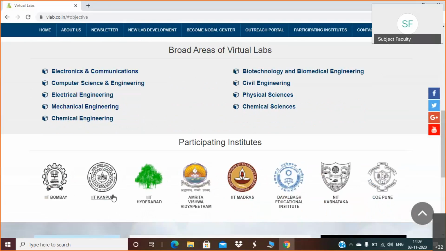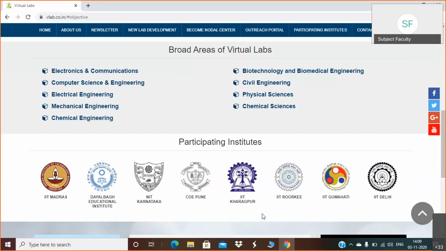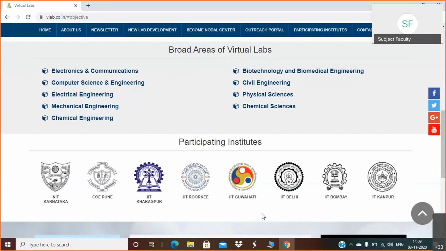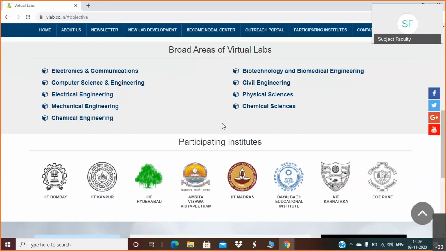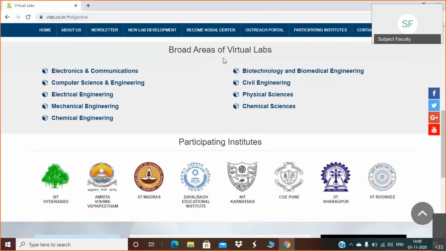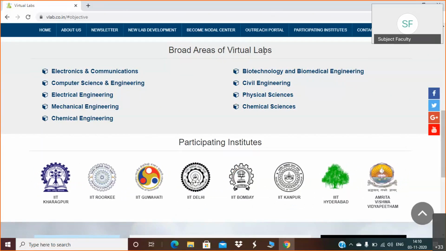You can observe that these many institutes have participated and designed different virtual labs on this platform, on this website. We can observe IIT Madras, Amrita Vishwa Vidyapeeth, IIT Hyderabad, Triple IIT Hyderabad, IIT Kanpur, IIT Bombay. These many institutes have designed a specific subject lab and uploaded it on this particular website. You can see here that there are broad areas of these virtual labs.